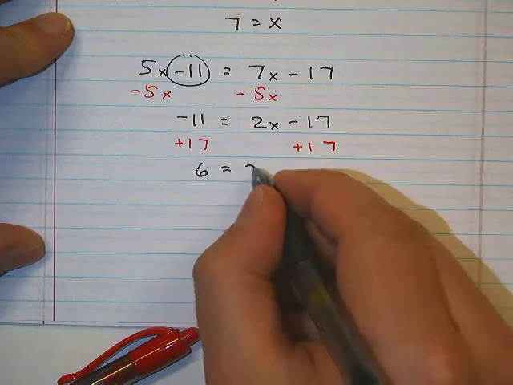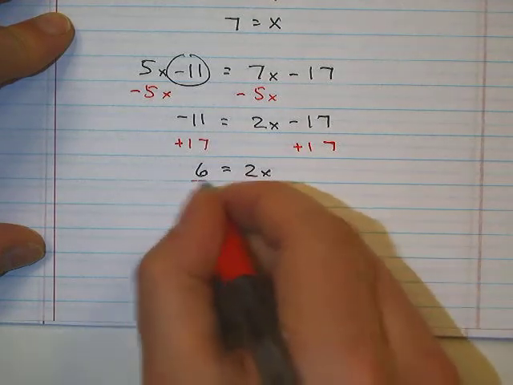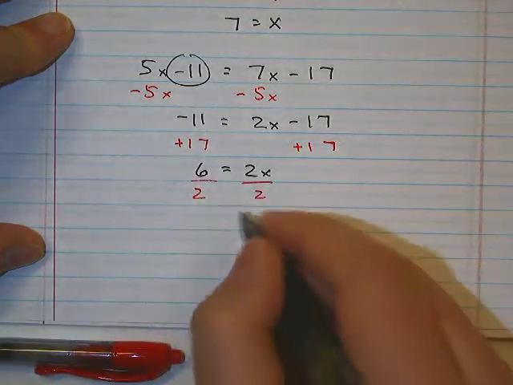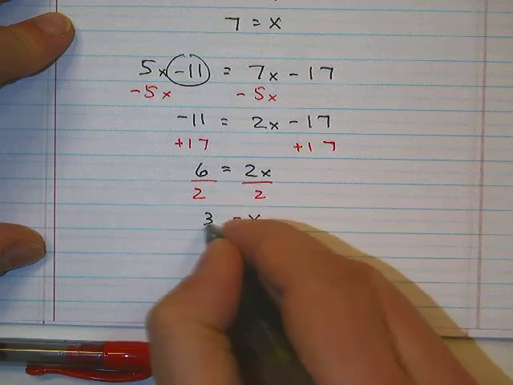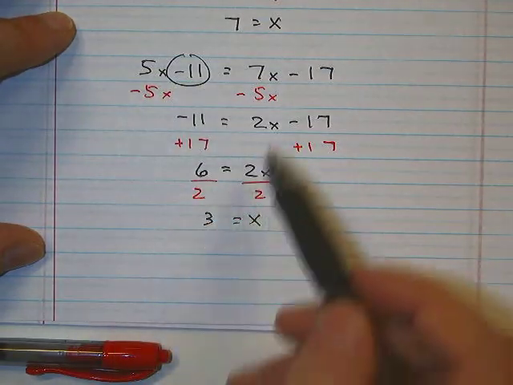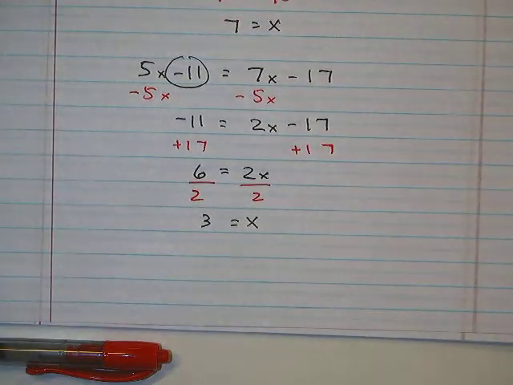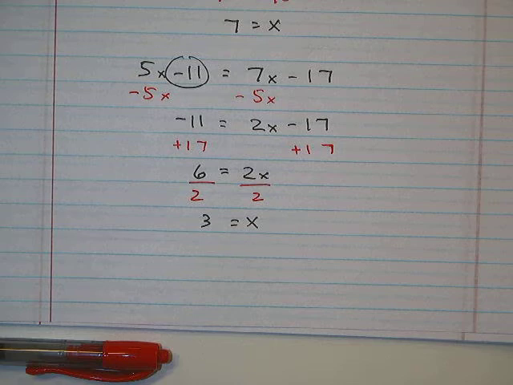Okay. Negative 11 plus 17 is just 6. That's equal to 2x. To remove the coefficient, we divide by 2 on both sides. So x equals 3. We plug that in. 3 times 5 is 15, minus 11 is 4. 3 times 7 is 21, minus 17 is 4. We got the right answer.